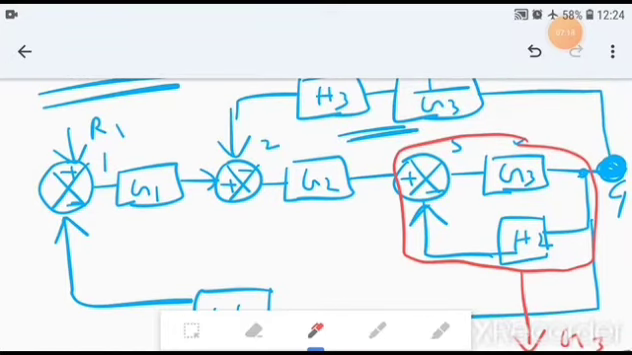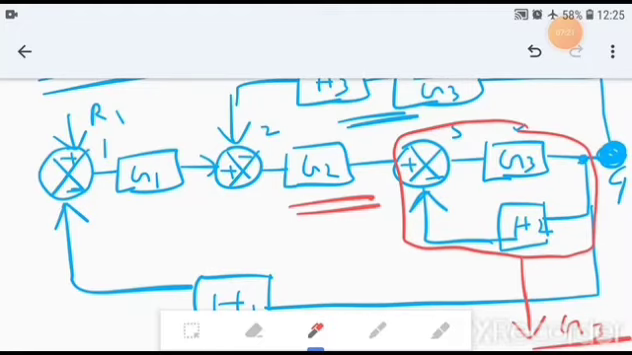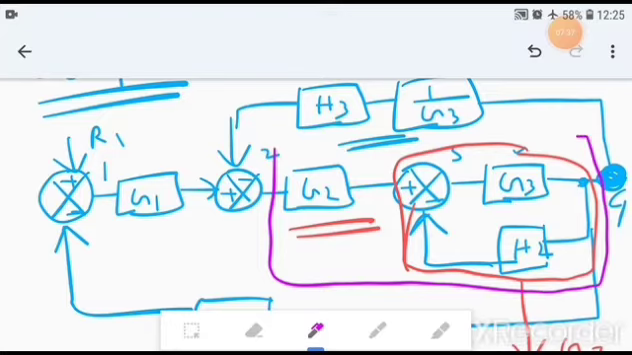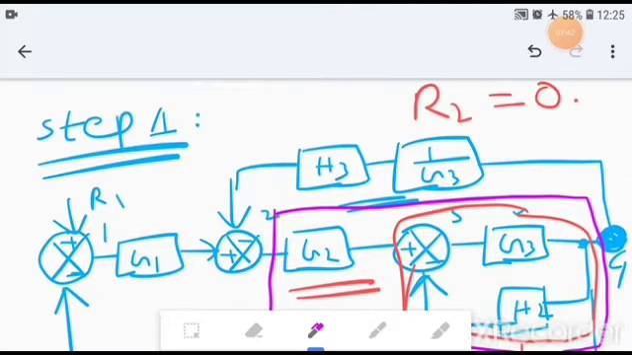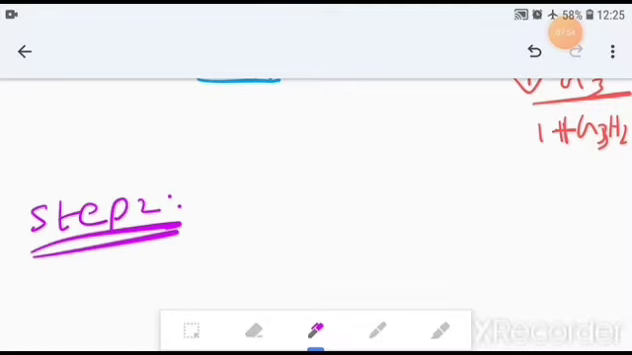To this G3 by 1 plus G3H2, this G2 is in series, so we multiply this G3 into G2 and we combine it as a single block. So we can write it as G2 G3 by 1 plus G3H2, one block. To that complete block of G2 into G3 divided by 1 plus G3H2, this H3 into 1 by G3 is in feedback. So that we will draw now in the next step. Step 2 I will be drawing.